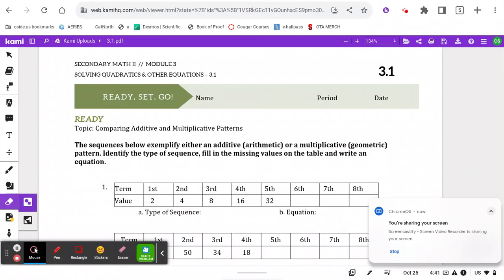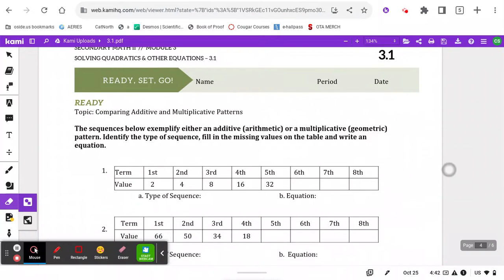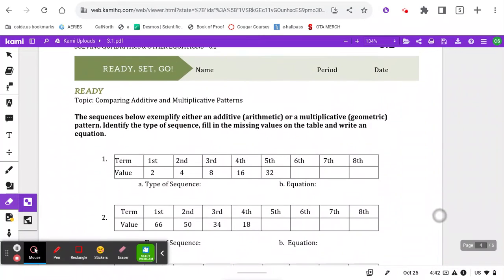All right, we're comparing additive and multiplicative patterns. The sequences below are either additive, arithmetic, or geometric. Identify the type of sequence and fill in the missing values of the table, written as an equation.